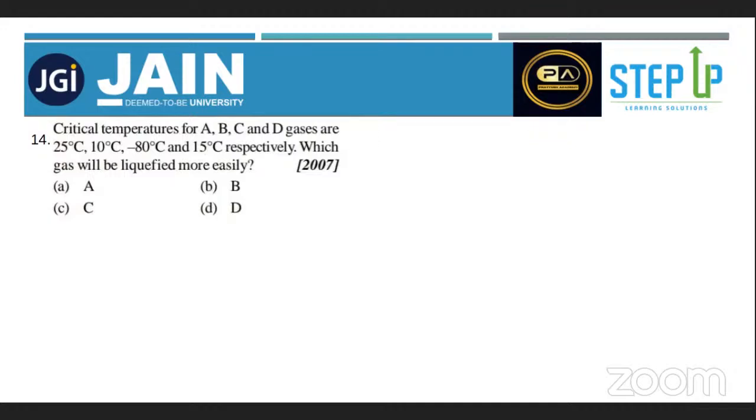Yeah, the answer will be A, because whose critical temperature will be high, that will be liquefied easily. That's how it goes. Okay, it's a directly proportional relationship. Whose critical temperature will be higher, it will get liquefied easily. Okay, so it's number A. Good.